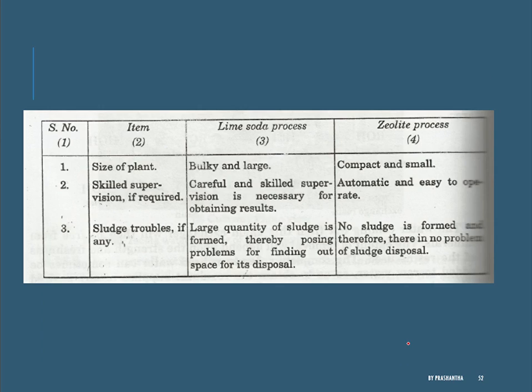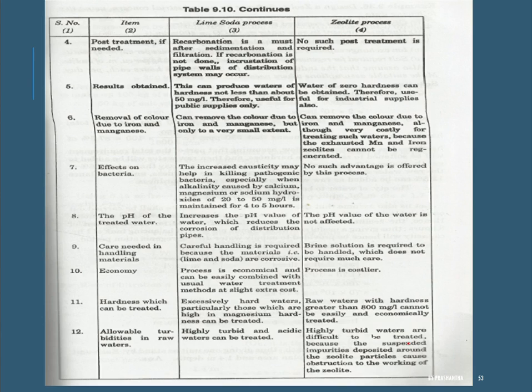Next is the comparison between the zeolite process and the lime soda process. This is very important. Just refer to this comparison for study: size of the plant, skill of the labor, sludge produced, then treatment, results obtained, removal of color, effects on bacteria, pH, economy, hardness, turbidity, etc. Thank you.